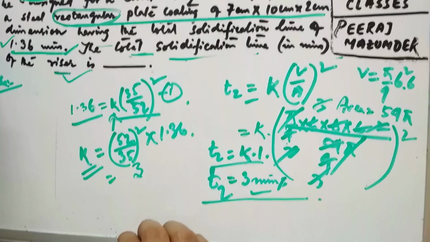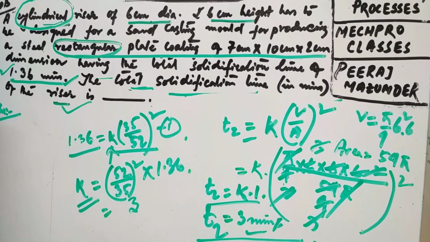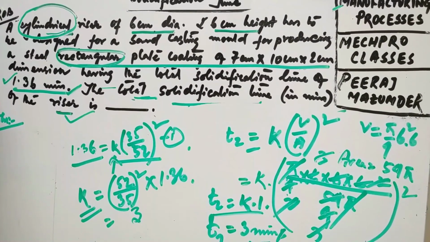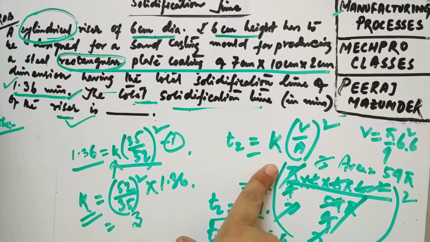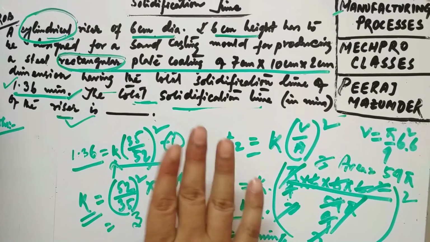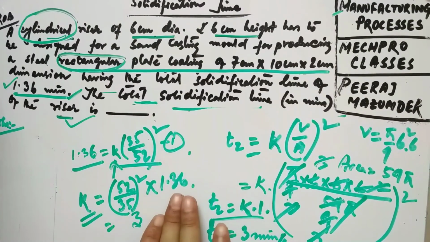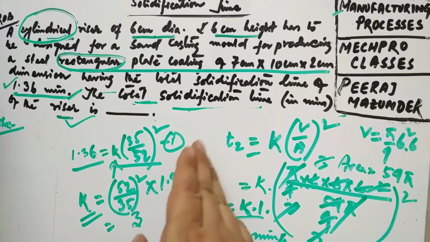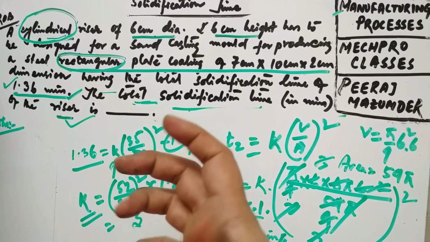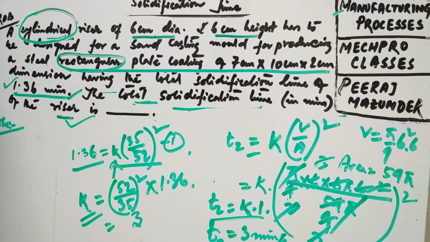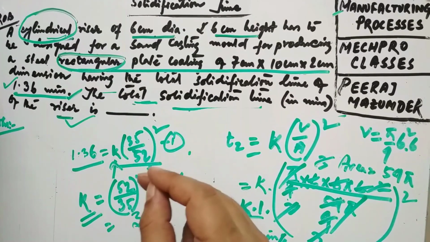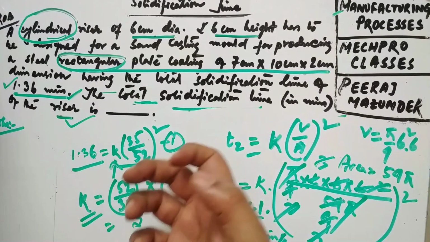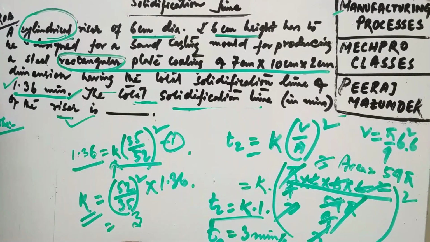I think you have understood how to solve the problem of solidification time using the formula T equal to K into V by A whole square, and you have to keep in mind the different mensuration properties, that is the surface area and volume of rectangular or cylindrical objects. So that is the main key point to keep in mind. One is the formula of the solidification time, and second is the surface area and volume of different geometrical shapes.